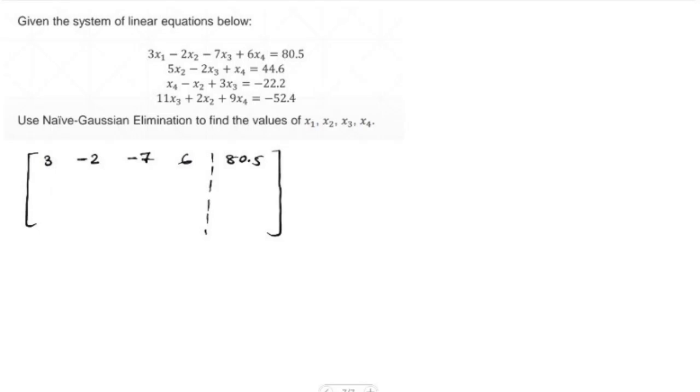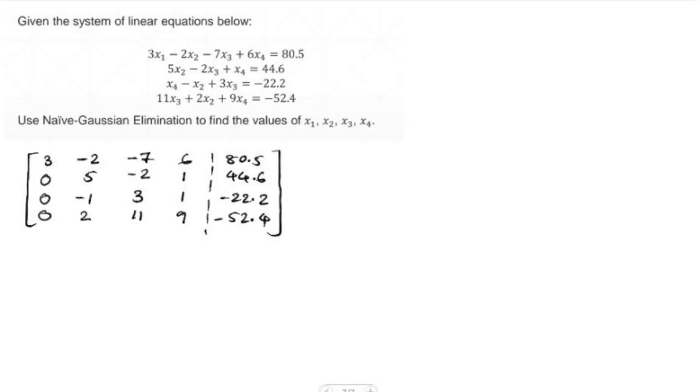And then here we have 0, 0, 0, 0. We don't have any more x1 values. So then we have 5, minus 1, 2. And here we have minus 2, 3, 11. And here we have 1, 1, and 9. For the vector B, we have 44.6, minus 22.2, and minus 52.4.